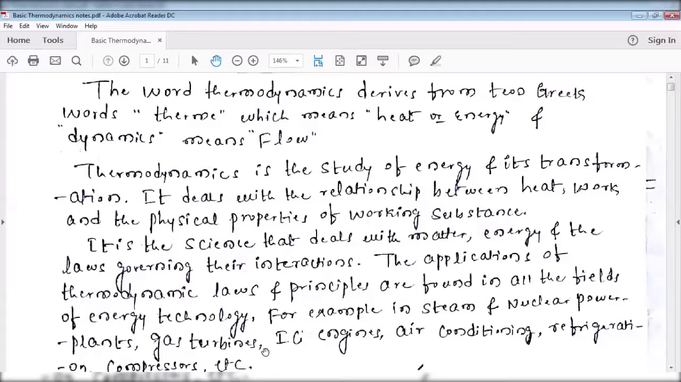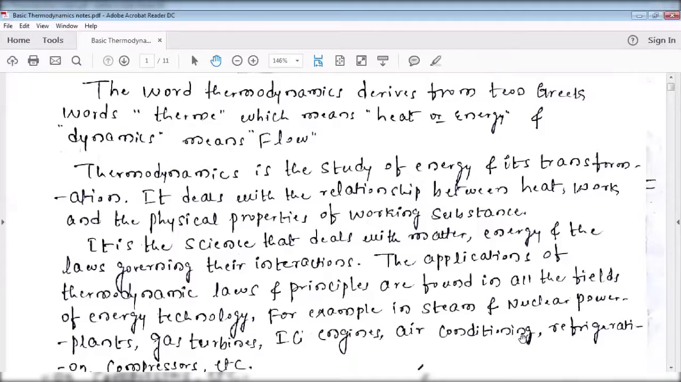Like that, gas turbines. In the gas turbines, the gas is having a heat energy. That heat energy gets converted into mechanical energy. Here, turbine is a device which converts the heat energy into mechanical energy. That mechanical energy in turn gets converted into electrical energy. After that, IC engine. What you are studying now, IC engine comes under the thermodynamics. This is one application of the thermodynamics.